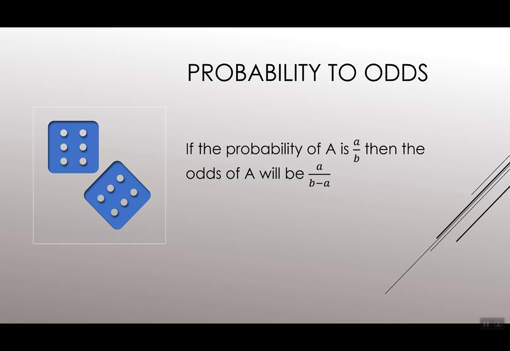Okay. Let's look at going from probability to odds. So if the probability of A is A over B, then the odds of A will be A to B minus A. So I could write it this way too, A to B minus A. This is the odds written as a ratio.